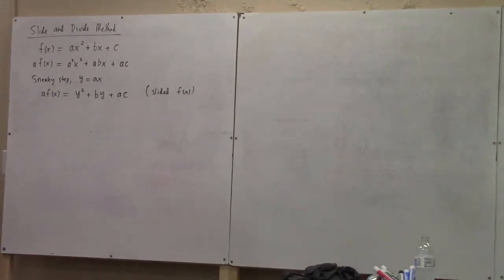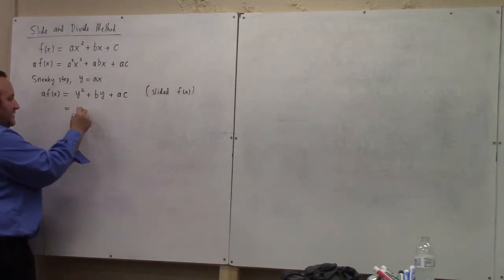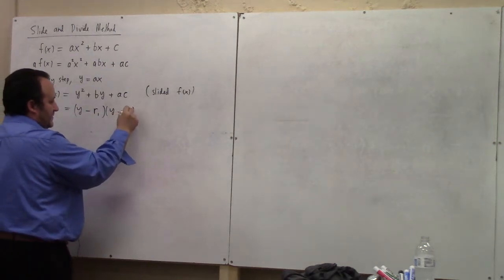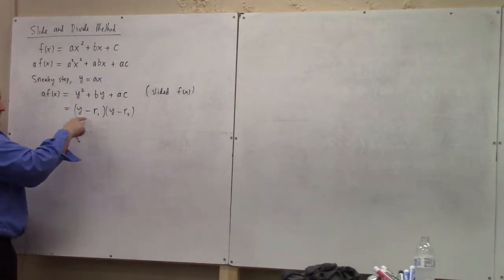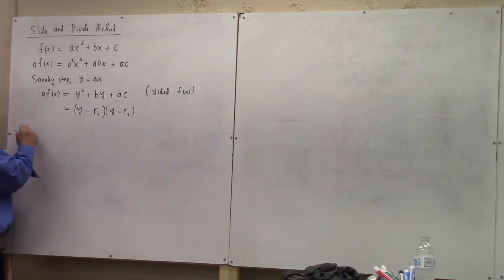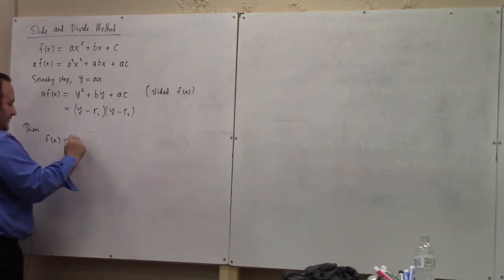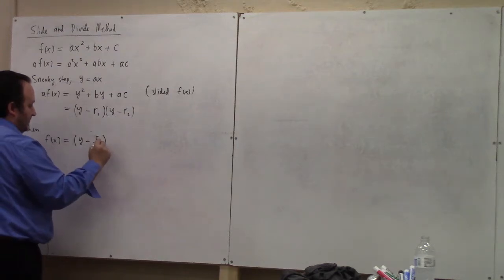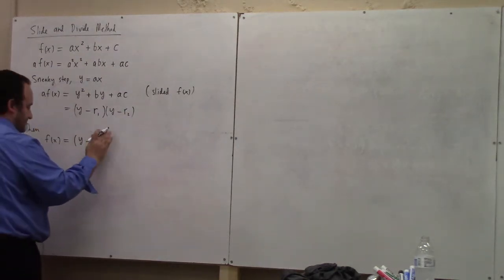But if you can factor that, right? If you can factor that into, say, y minus r1 times y minus r2, well, then you're good to go. Because then, here's the punchline: f of x is equal to, let's say, y minus r1 over a, sorry, not right yet here.